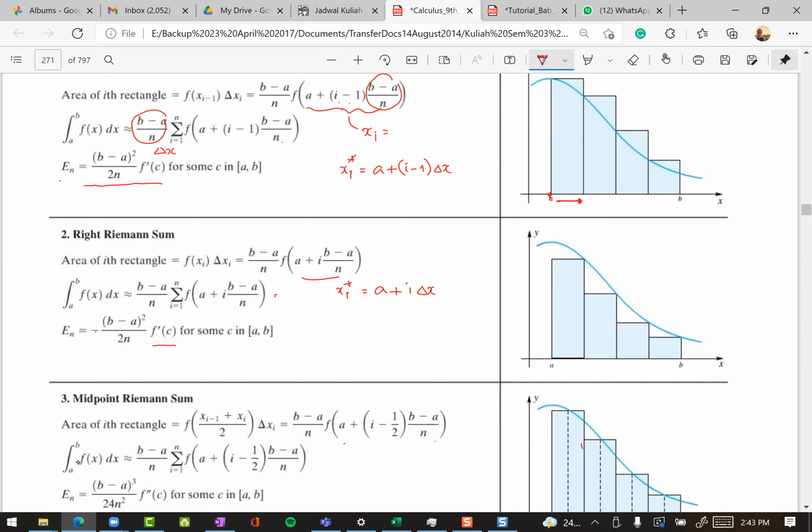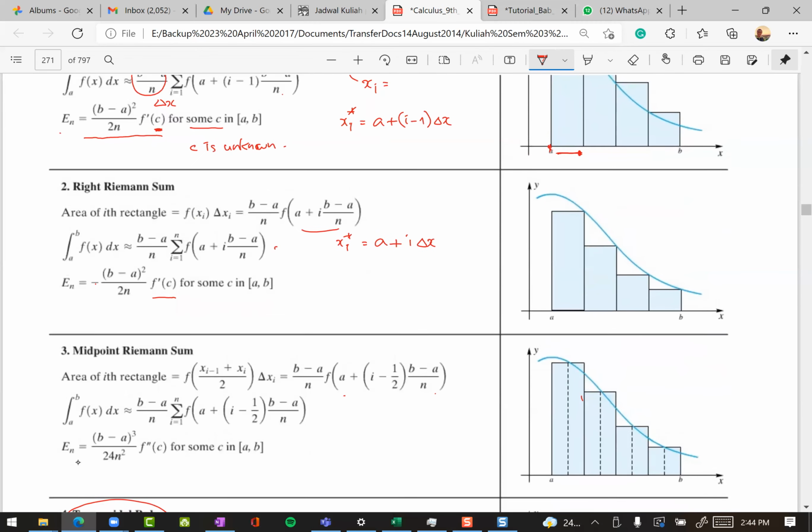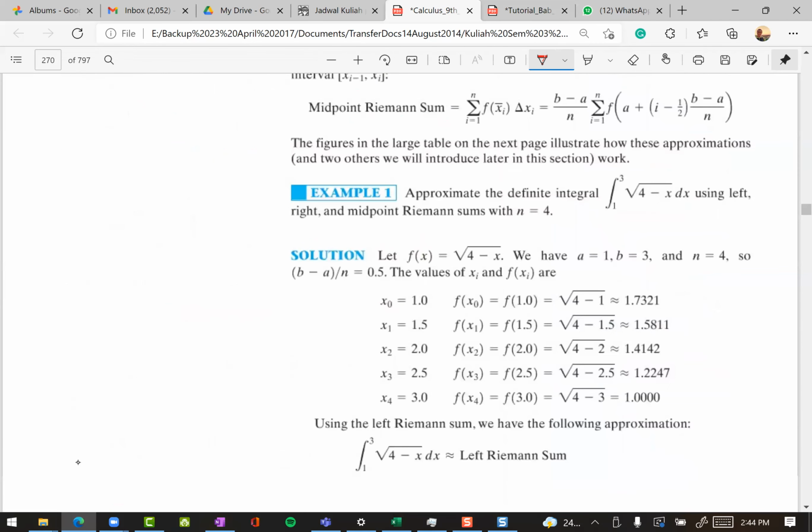The thing is that c is unknown. c is just some value, but c is unknown. That's the reason why we just estimate the error. We cannot compute the real, exact error. If you know the exact error, then you know the exact value of the integral. Okay. All right. Let's see.